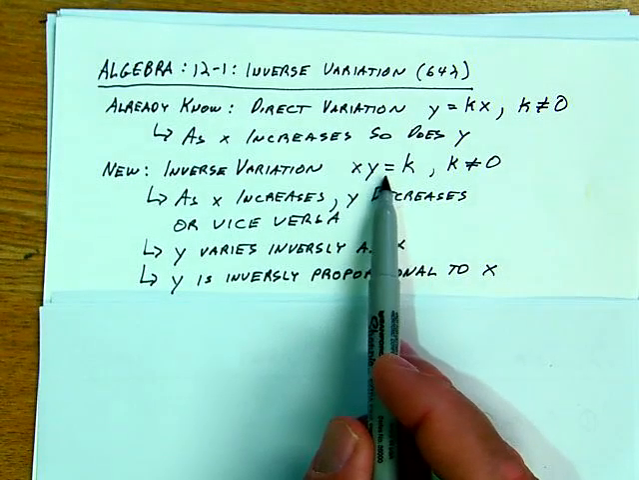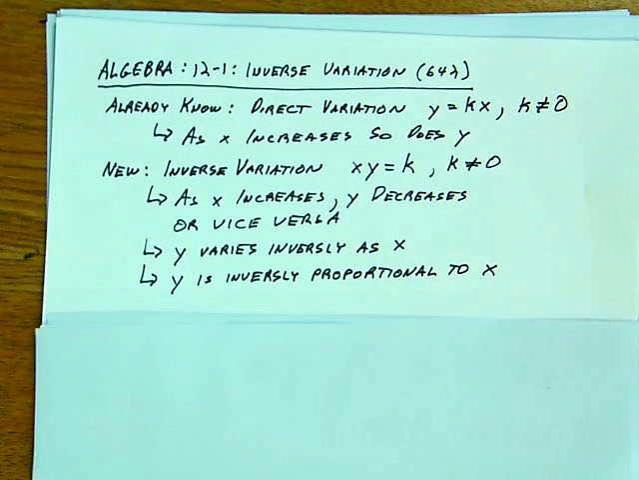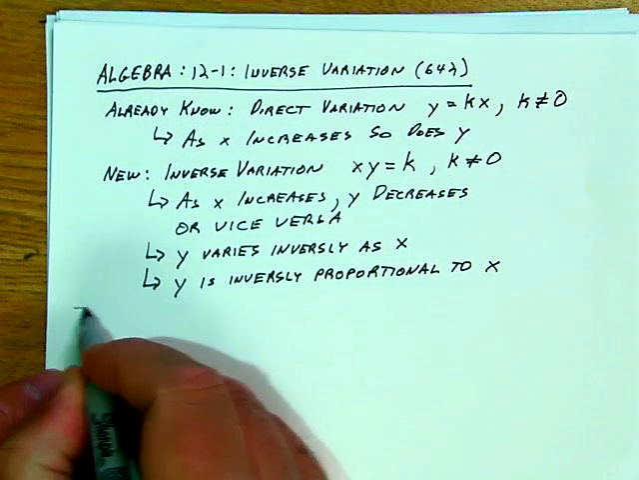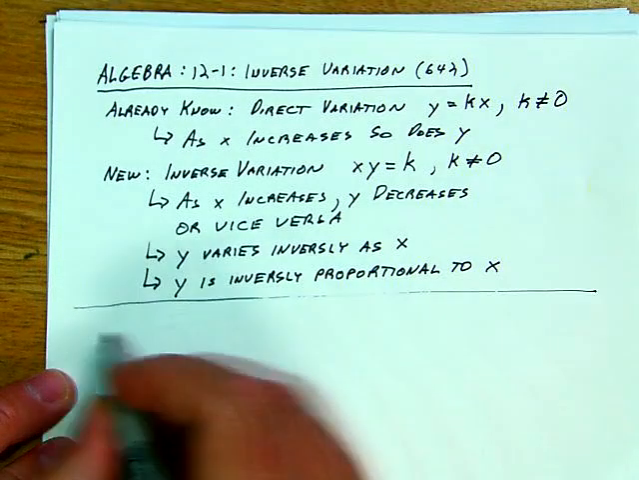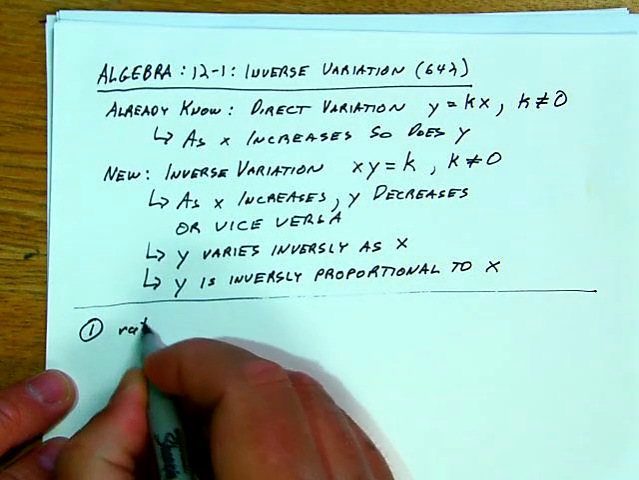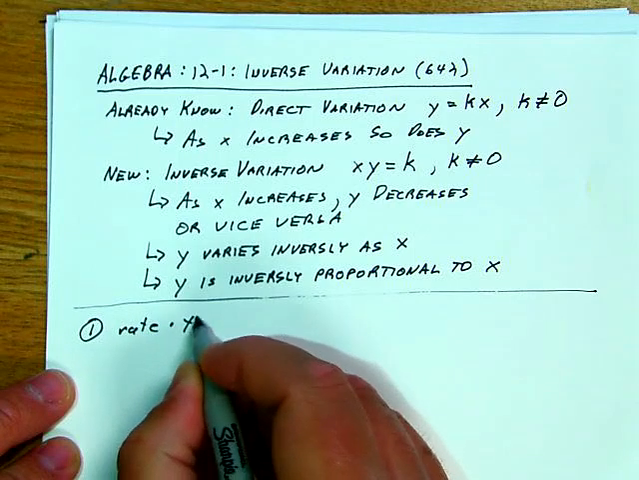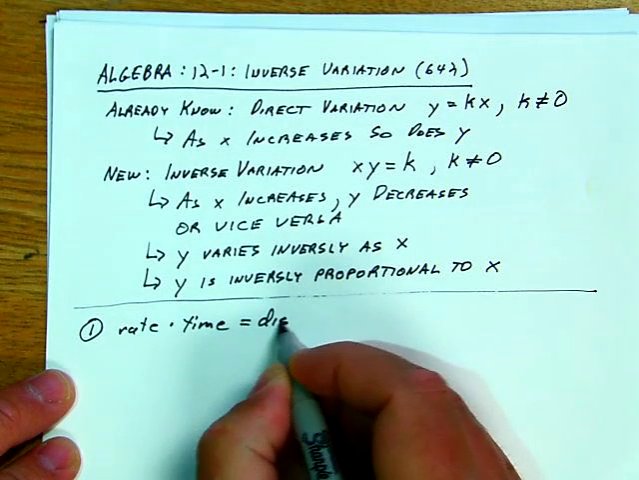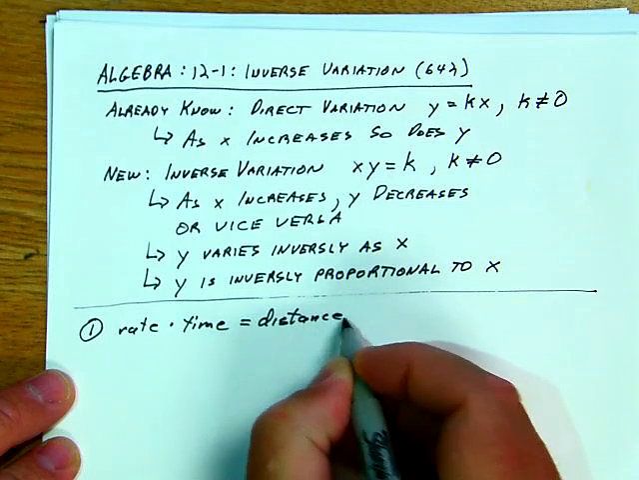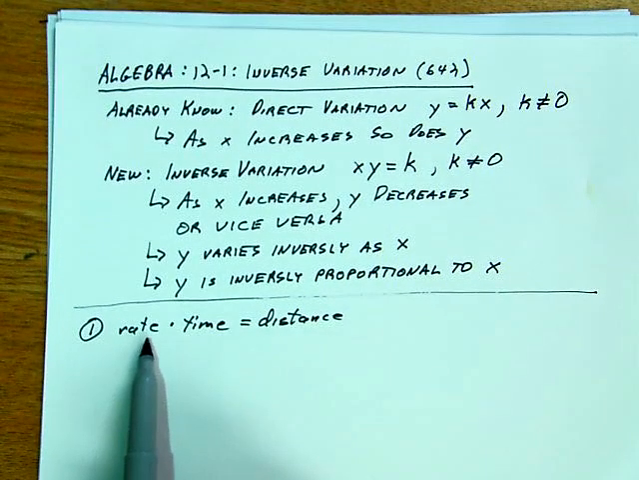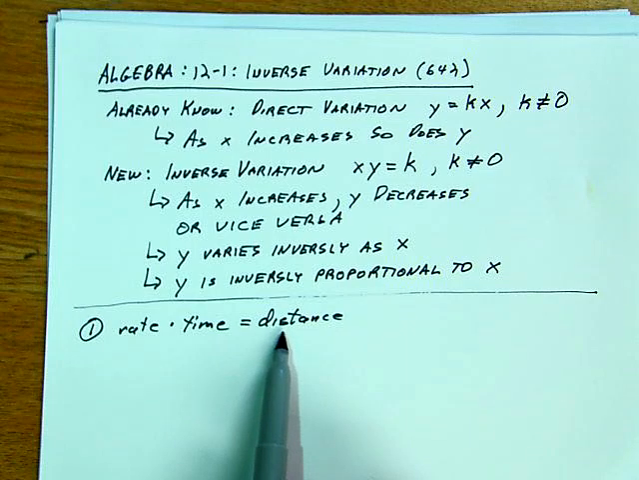And there's our formula. Okay, there's a classic case to this. Let's just talk about that right off the bat. The classic case is the case of rate times time equals distance. Okay? So if you think about it for a while, if I want to travel somewhere from point A to point B, it's always 10 miles.